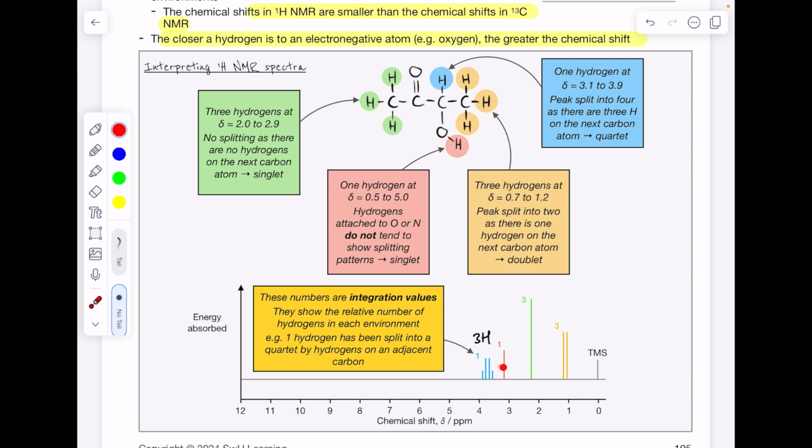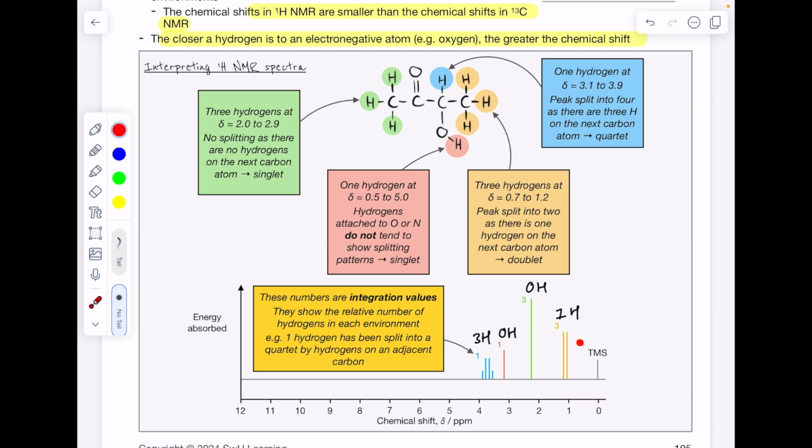Here we have a single peak, so you'd expect the adjacent carbon to have no hydrogens. Same is true here, no hydrogens. We've got 2 peaks here, so I'd expect the neighbouring carbon atom to have 1 hydrogen. Let's look at our molecule. I'm going to start at this end. Here we have 3 hydrogen atoms. Just to colour code, just to show you what we're looking at. The chemical shift here for these 3 hydrogens is between 0.7 and 1.2.